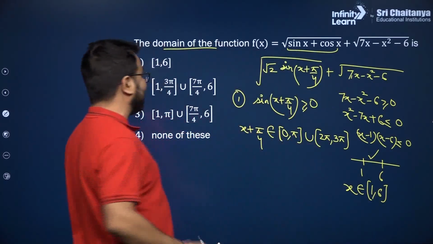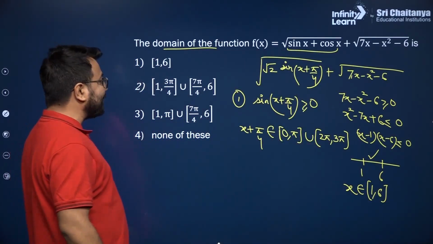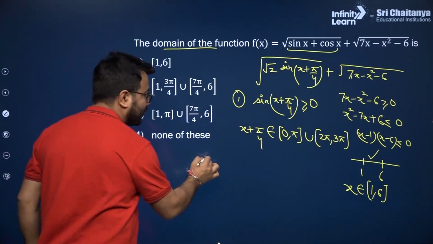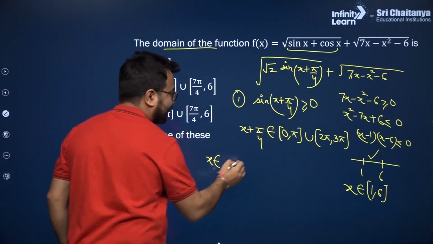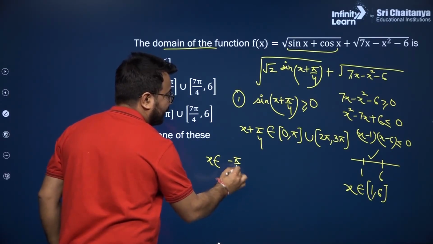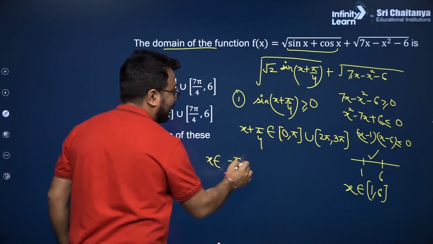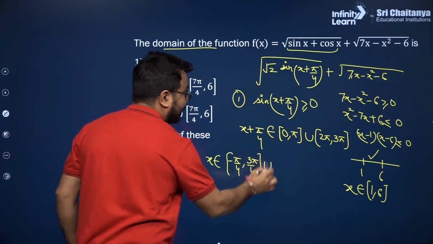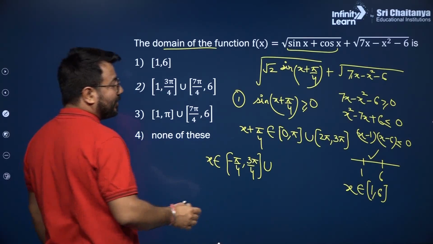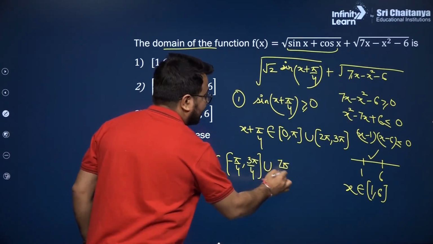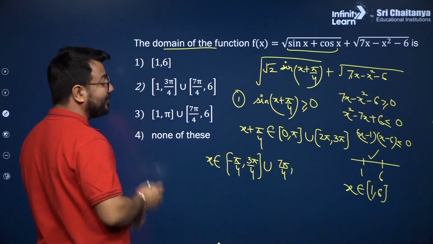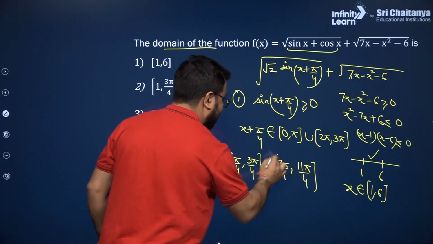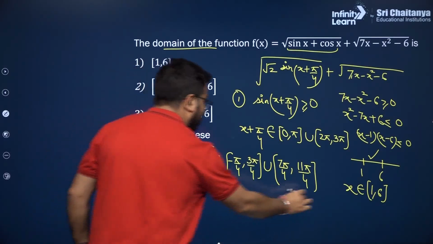Now I need x to be in between 1 to 6. If I need that, first of all I need to find this interval for x. I'll be taking 0 minus pi by 4, so x belongs to minus pi by 4 and then pi minus pi by 4, it will become 3 pi by 4. So the value of x in the first interval will be this. Then union 2 pi minus pi by 4, it will be 7 pi by 4, and then 3 pi minus pi by 4, it will be 11 pi by 4. I hope you are able to understand this one also. So finally we have this particular solution.